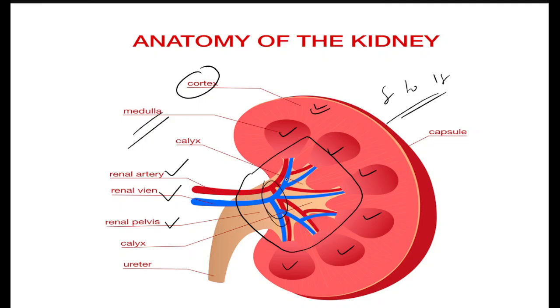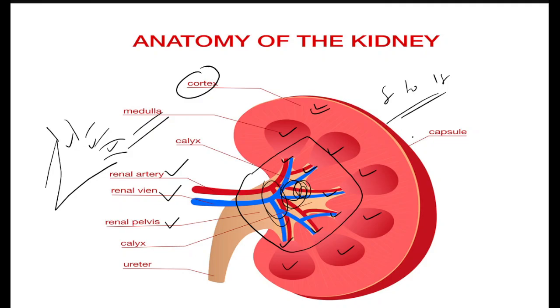Then comes the calyx. The calyx is again divided into two parts: the major calyx and the minor calyx. With this kind of structure, the wider part is the major calyx. The major calyx is again divided into 2 to 3 parts, which are known as the minor calyx. So this is the minor calyx and this area is the major calyx. These are the basic components of the kidney.